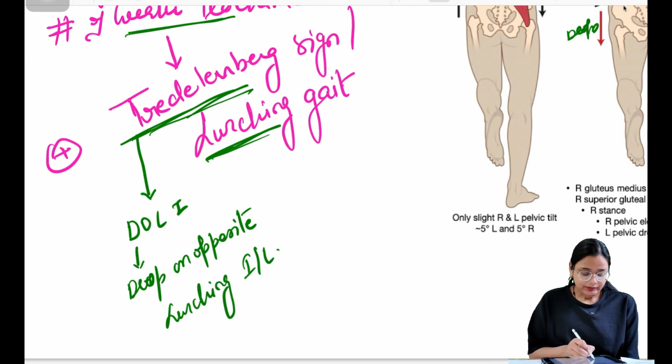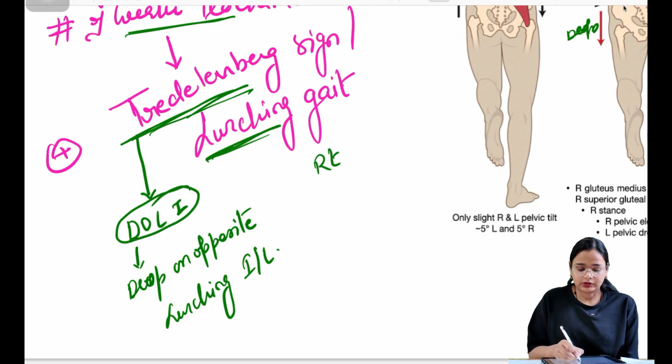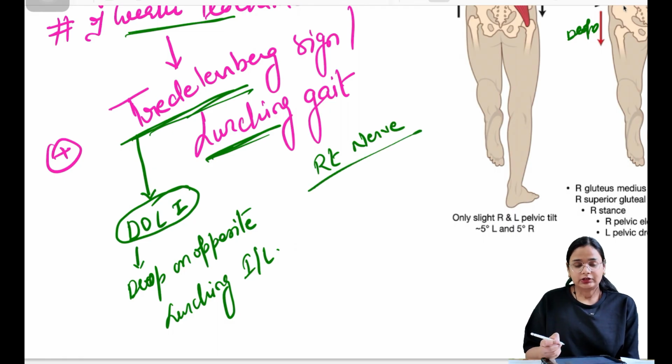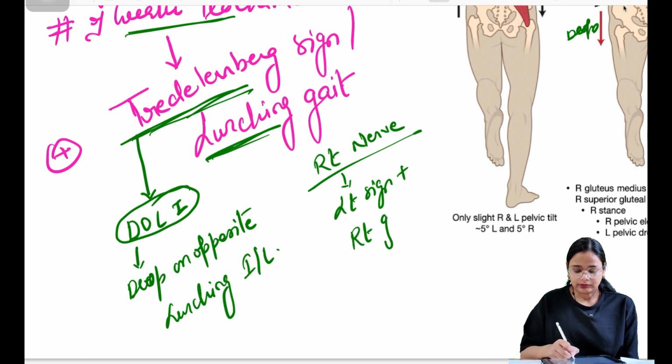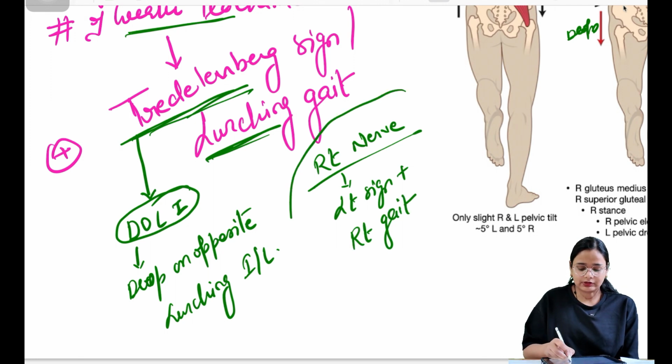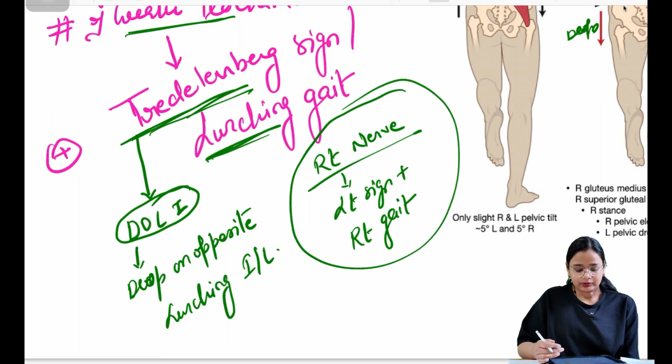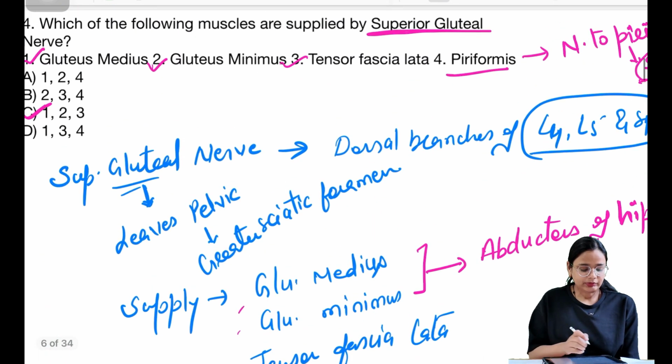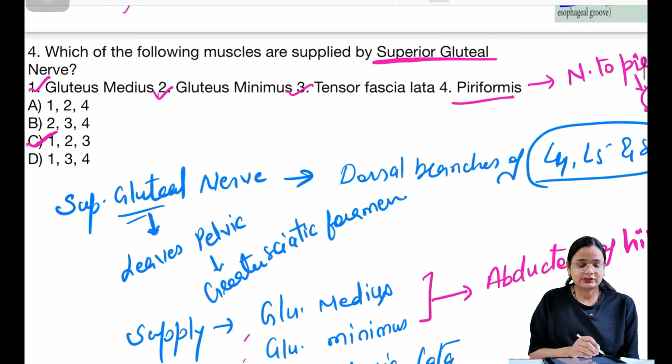Why am I saying this DOLLY is important? Because they will give you that the right nerve is injured, then they will ask on which side you will find the Trendelenburg sign positive. If the right is injured, then the left side sign will be positive. But if they ask you on which side the lurching gait will be seen, then it is the right side. So this is how we can identify our injury. So here the answer will be C, 1, 2, 3, because it supplies mainly gluteus medius, gluteus minimus, and tensor fascia lata.